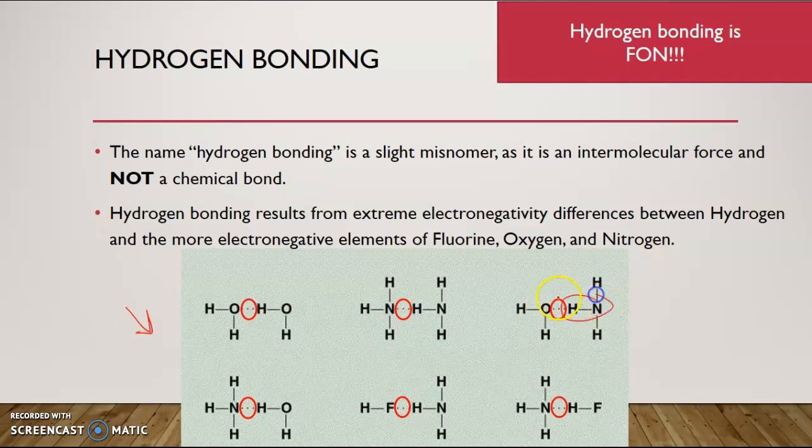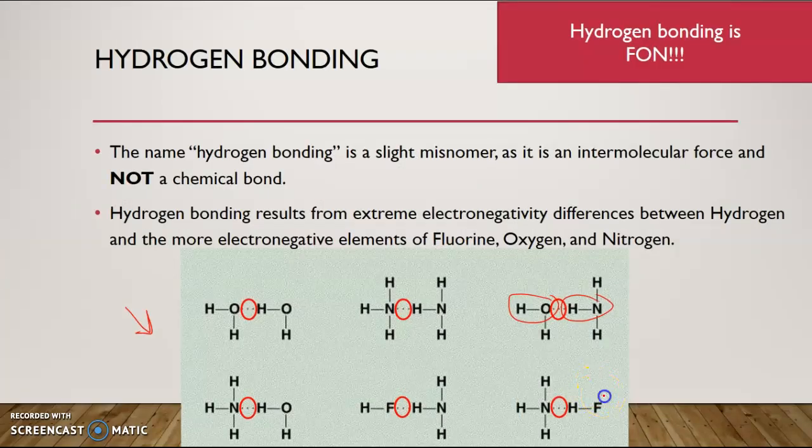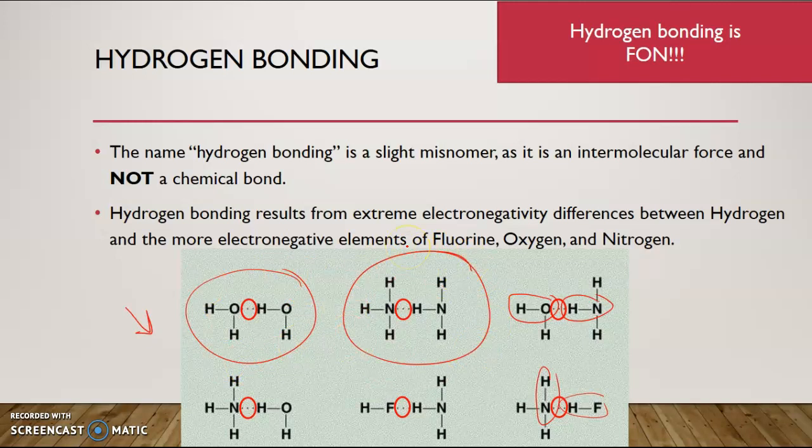So I have to have that HN bond and that HO bond, right? Or my HF bond and my HN bond, or some other combination. So I have to have HF, HO, HN. Generally when we're talking about hydrogen bonding, we'll be talking about whether or not a hydrogen bonds to molecules of itself, right? So again, I'm looking for an HF bond, an HO bond, or an HN bond.